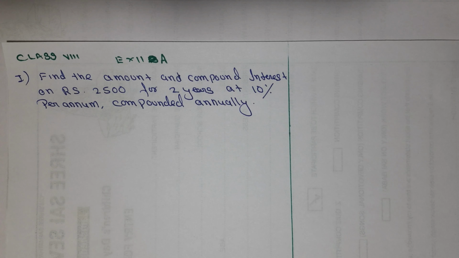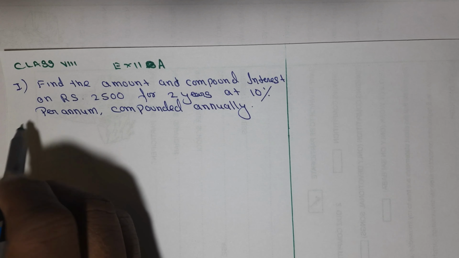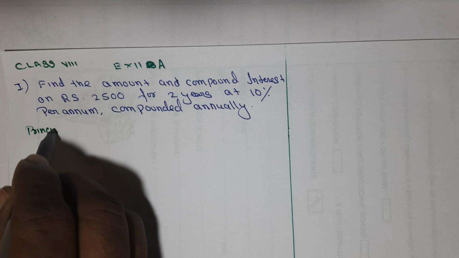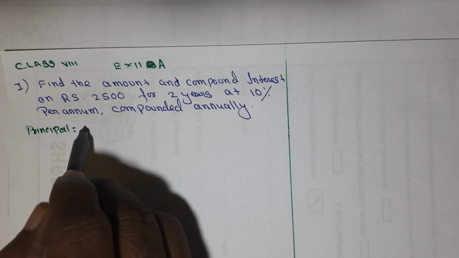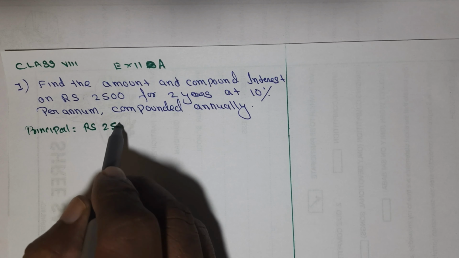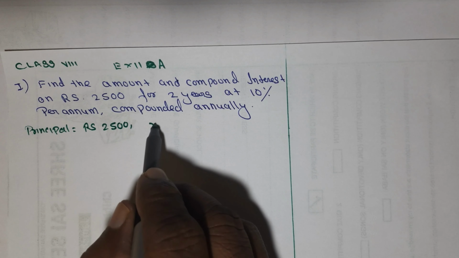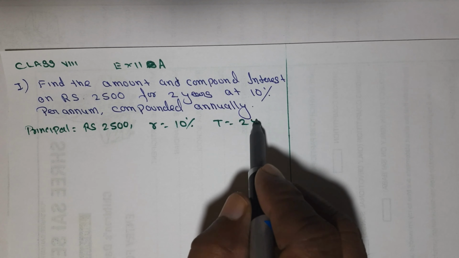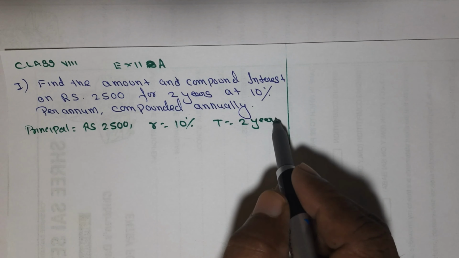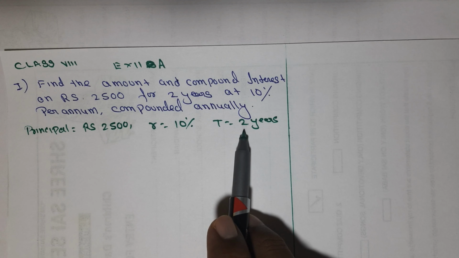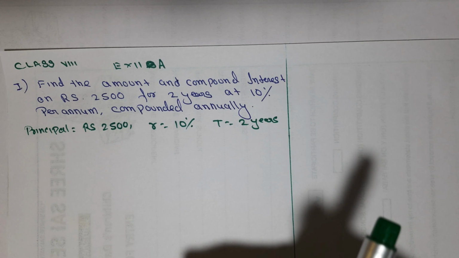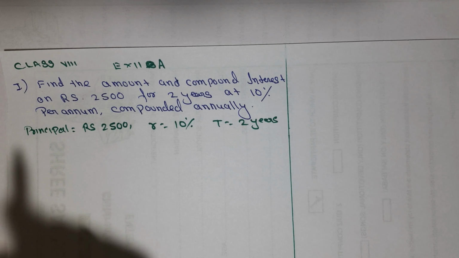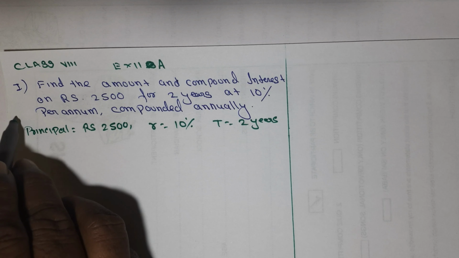So here, what is the principal amount? Principal is equal to rupees 2500. Rate is equal to 10% and time is given as 2 years. But here what we will do, for this time of 2 years we will find the simple interest with 1 year each. Now, how to solve? So this is the solution.